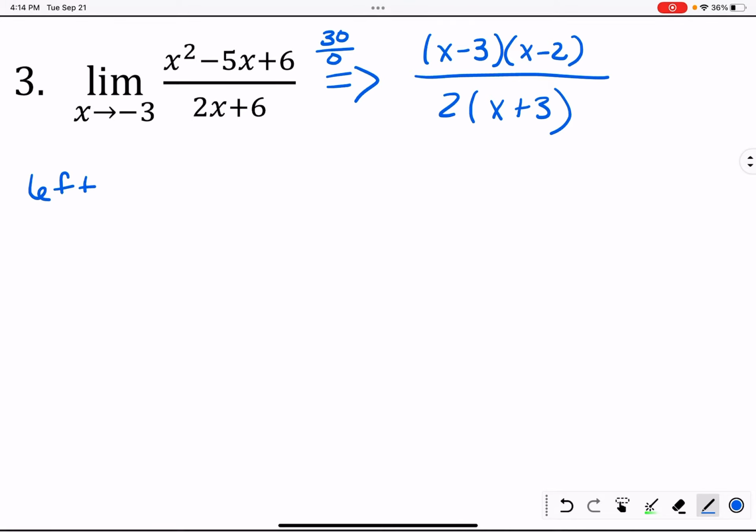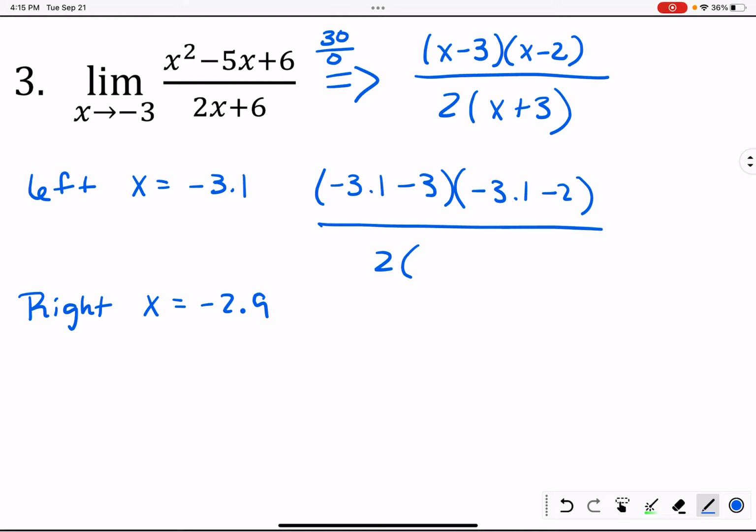Since it's -3 from the left, that would be something like -3.1, and then from the right, that'll be something like -2.9. Then we'll just plug it in, see what happens for the signs. So on this one, we'll do -3.1 minus 3 times the quantity -3.1 minus 2 all over 2 times -3.1 plus 3. And we're just going to check to see what kind of signs we have.